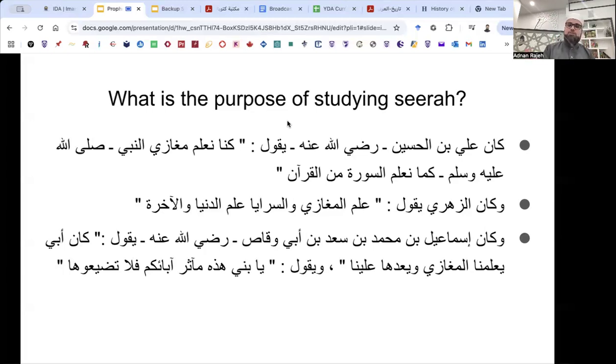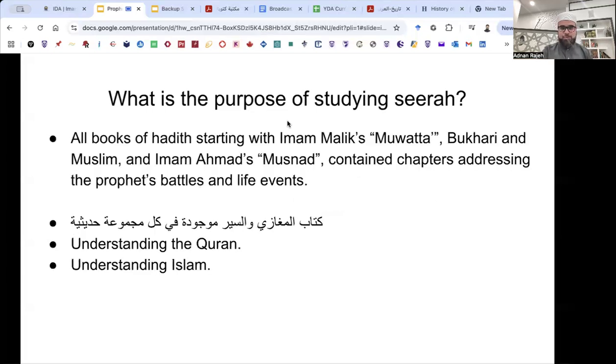So the grandson of Sa'd ibn Waqqas, Imam Ismail, who is one of the authorities on Sirah by the way, would say that my father used to teach us the Maghazi, meaning the Prophet ﷺ's battles and his life, and he would have us recite it back to him. Like we memorize it and then read it back to him. And he would say, this is the legacy of your forefathers, so do not miss out, do not lose it. Rahmatullah alayhi.